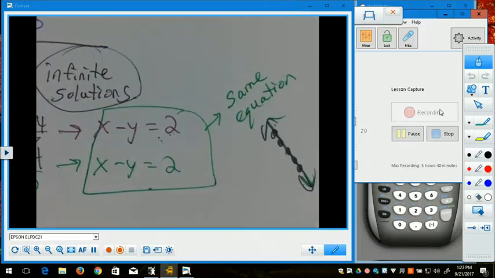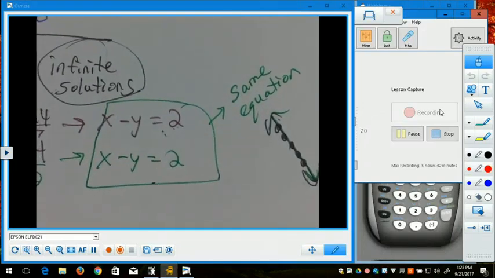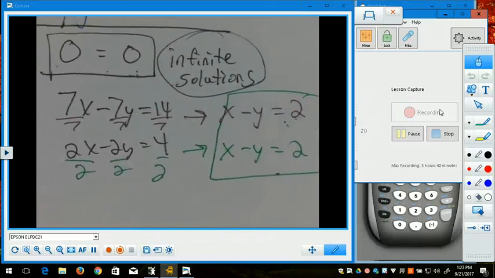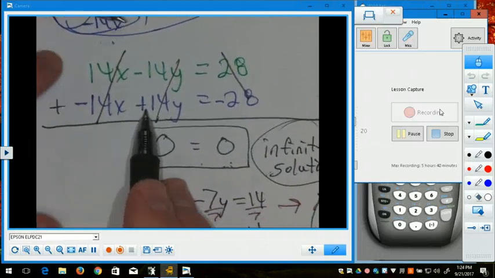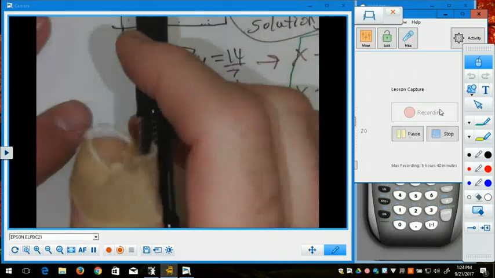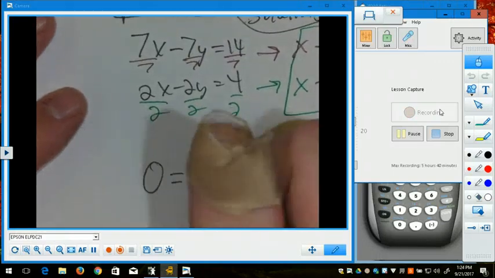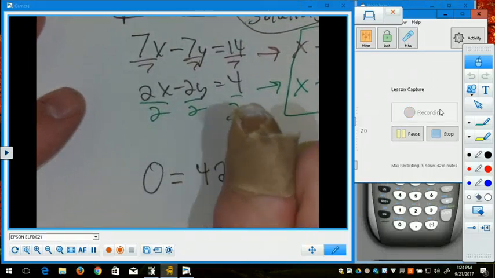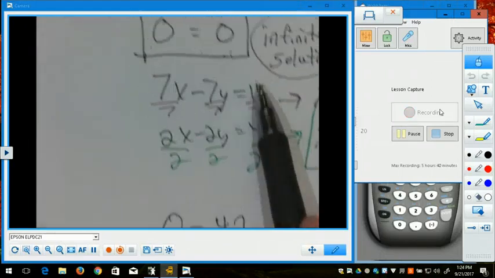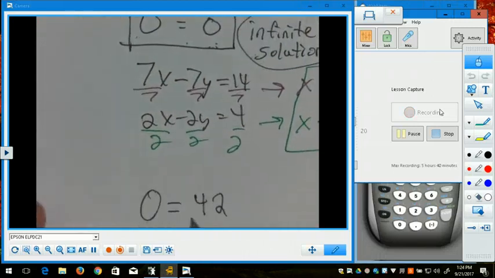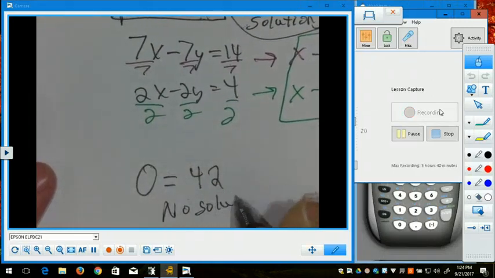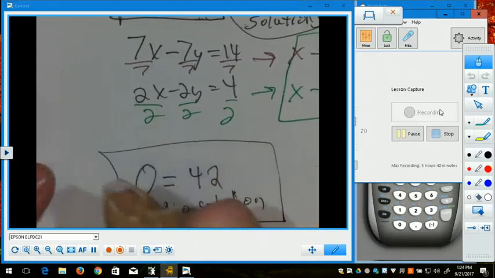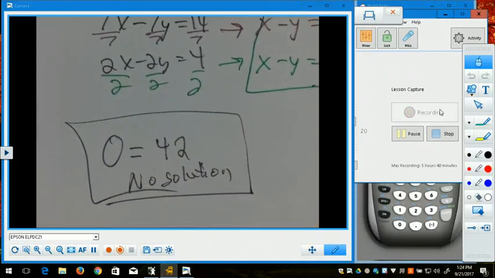Had we solved this same system, or not the same system, but a system like this, and had both variables cancel out again, and instead of 0 equals 0, we had 0 equals 42, and let's say one of these wasn't 28, then this would be no solution. And what this would mean in terms of the graph is something we'll talk about later.